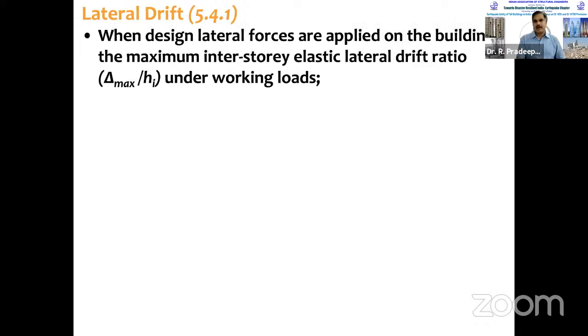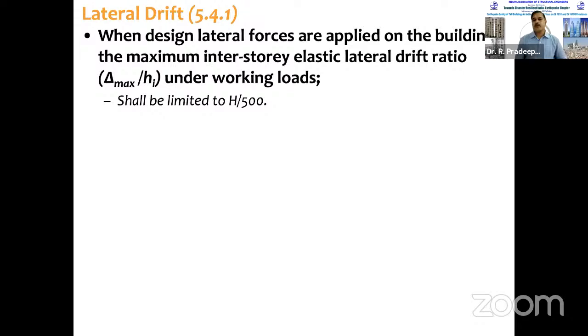Then the next one is lateral drift. So what are the provisions which the IS code is proposing for lateral drift check or control? It says, when lateral forces are applied on a building, the maximum interstory elastic lateral drift ratio, that is delta max by H, under working loads. I'll define working loads. Now it should be limited to H by 500.